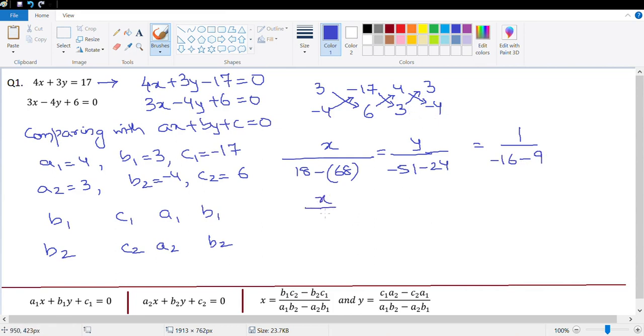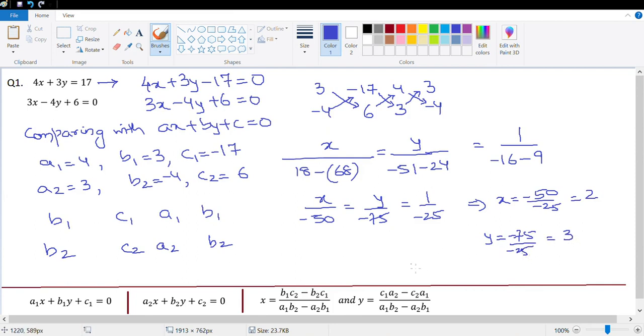So x upon negative 50 is equal to y upon negative 75 is equal to 1 upon negative 25, which means x is equal to negative 50 upon negative 25, which is equal to 2, and y is equal to negative 75 upon negative 25, which is equal to 3. Therefore, x, y is equal to 2, 3.